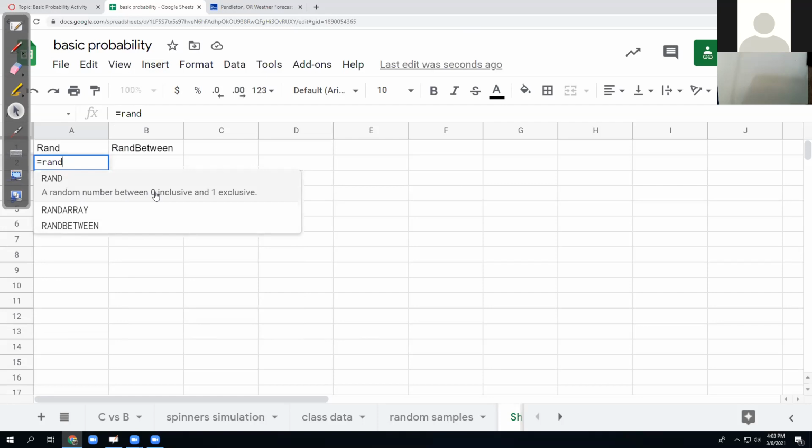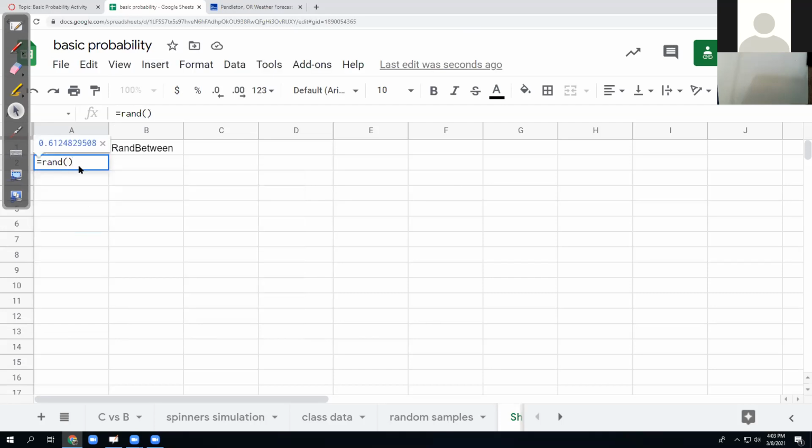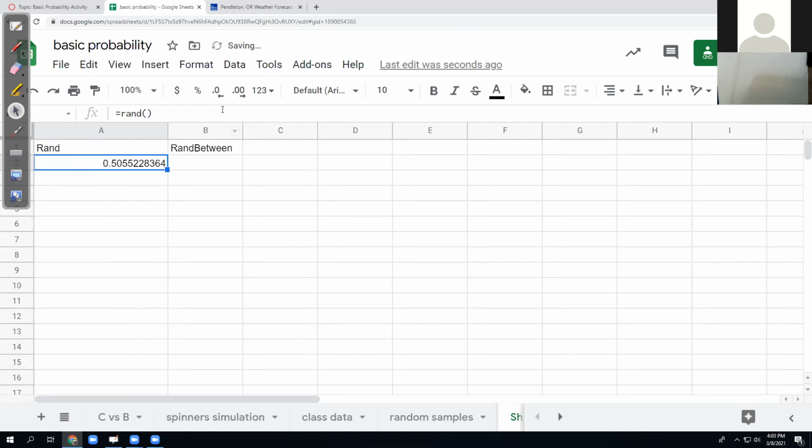Rand creates a random number between 0 inclusive and 1 exclusive. That means you could get 0, but you won't get 1. And it has as many decimals as the computer has available to it. So if I just do rand parentheses, nothing in the parentheses and hit enter, it'll give me a random number. And I can't remember how many decimal places the computer has to deal with. And notice it keeps changing the random number because, whenever you do a random number generator on a computer, every time something changes on the sheet, it regenerates that randomness. And eventually it's going to run out of places. Okay, it's starting to run out of places, I think.